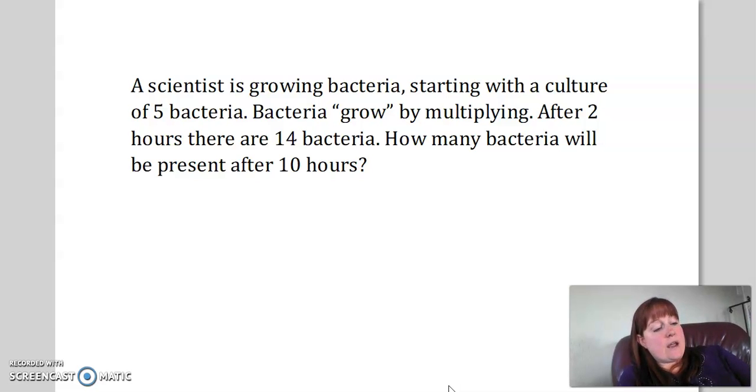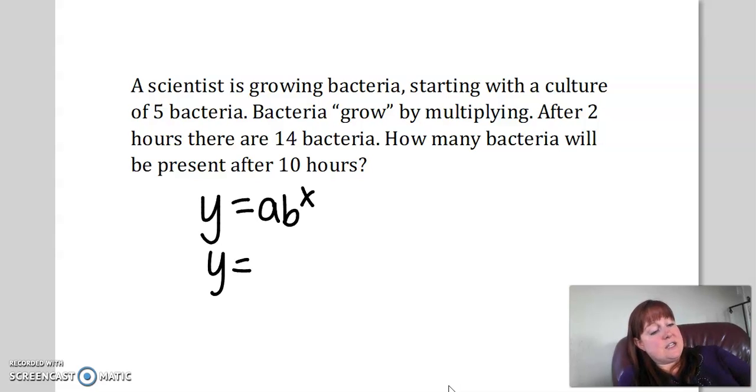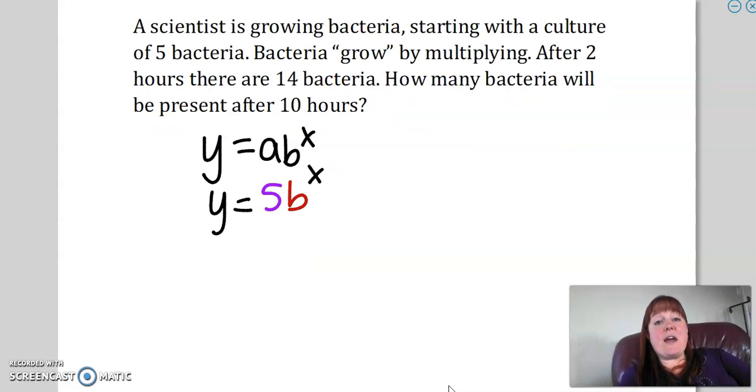So let's write our basic exponential function, y equals ab to the x, and then we know that our initial value is 5. So we started out with 5 bacteria, and we don't know what our b value is because we don't know our growth rate, which again is really the way most science works. So we start out with 5 bacteria, and then every hour it grows by multiplying by some number.